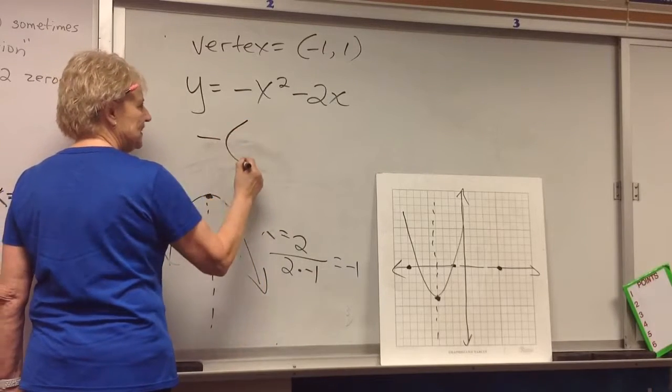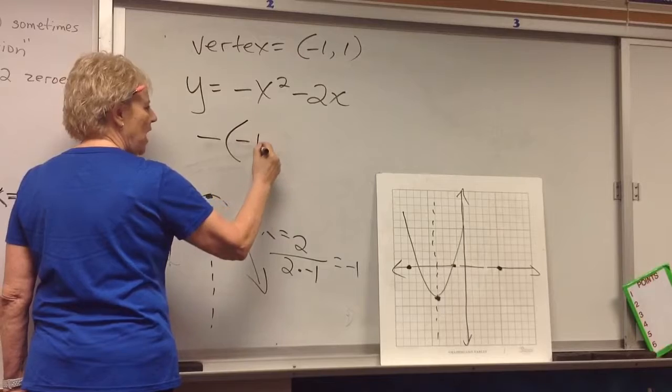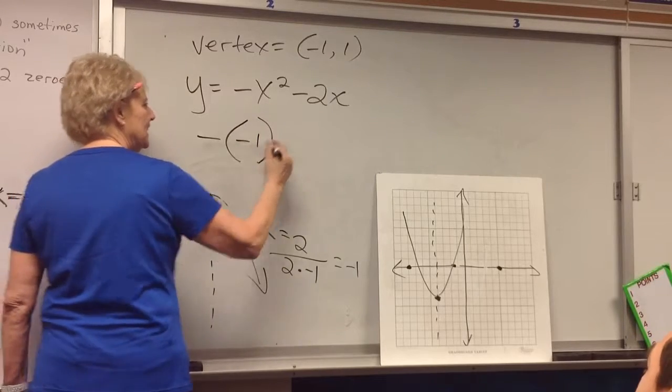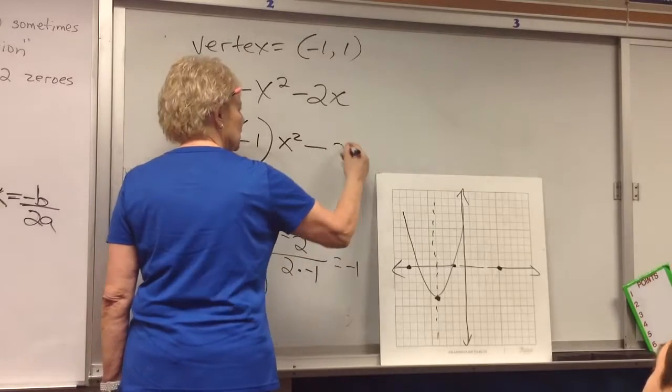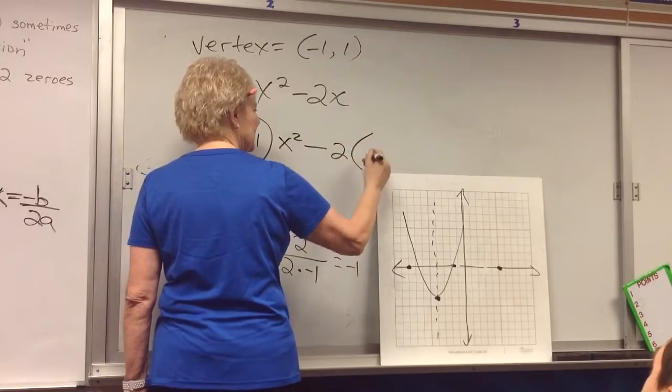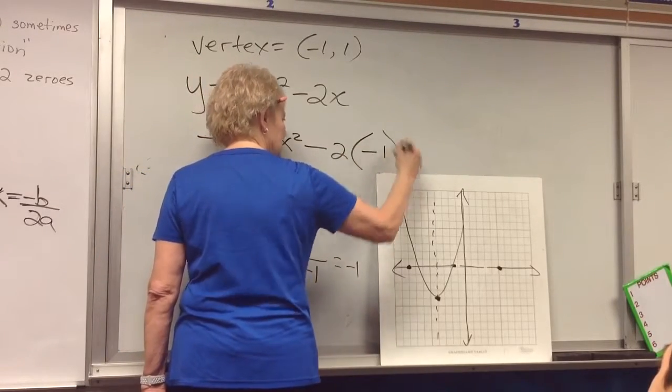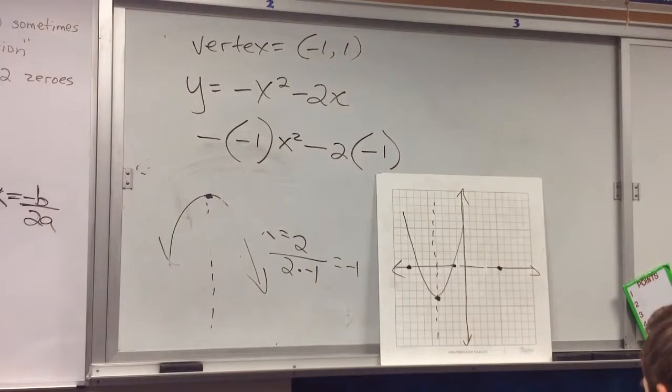Negative parenthesis, -1 parenthesis, x squared button, minus 2 parenthesis, -1 parenthesis. It gives you 3. Oh, wait, no. It gives you 1. I messed up, I see what I did.